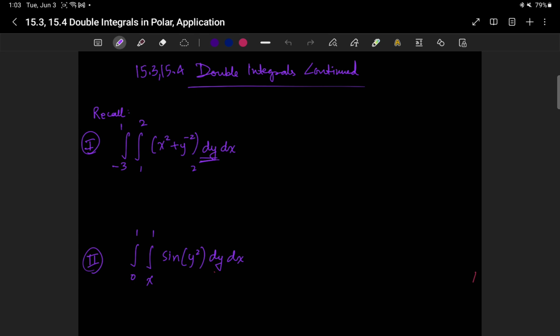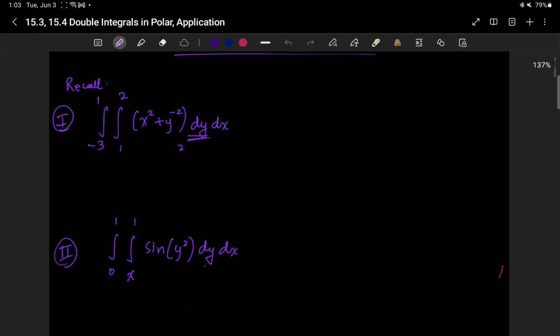Hi everyone, in this video we will learn about double integral in polar coordinates and some applications of that. Let's start by looking at something we have already seen.